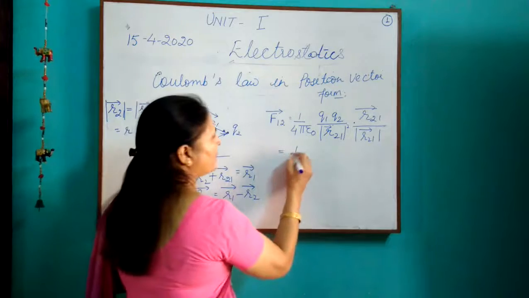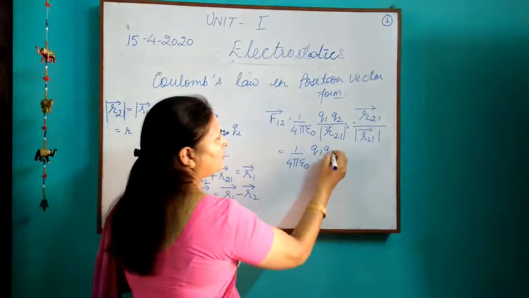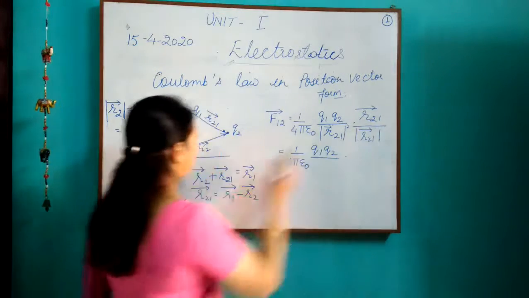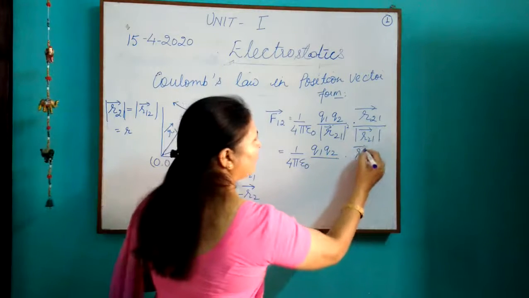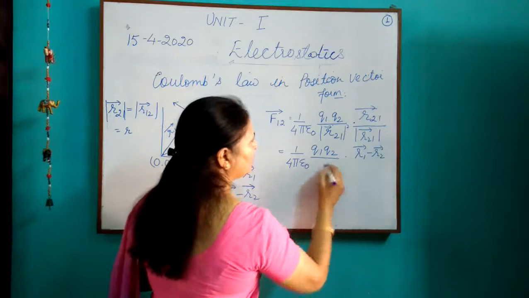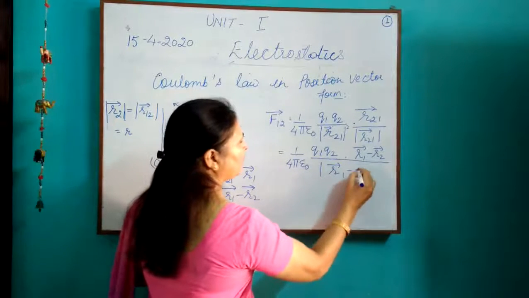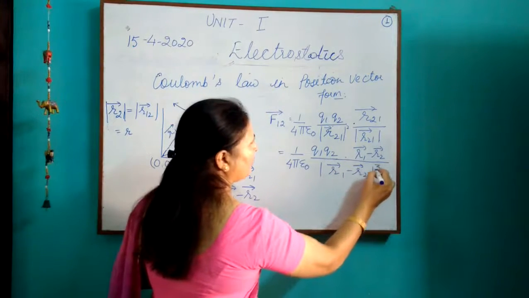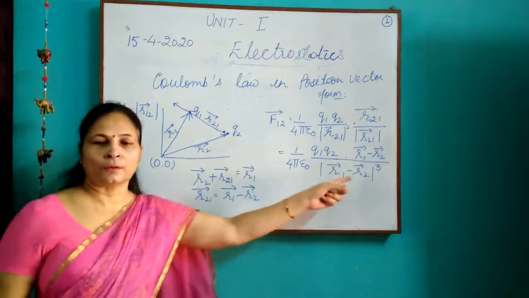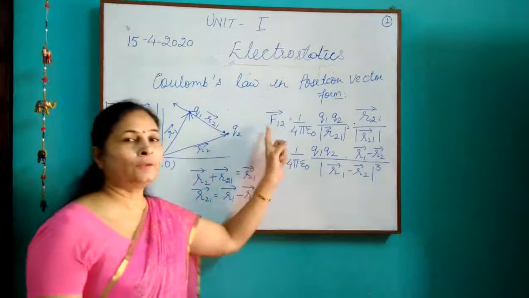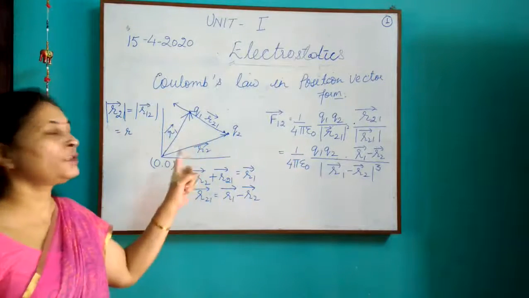And this can now be further written as 1 by 4 pi epsilon naught, Q1 Q2 upon R21 squared, and R21 can be written as R1 minus R2, divided by R1 minus R2 whole cube. Now this is a square, this is one power only, so R1 minus R2 cube. In this way we can find out the force on 1 because of 2 in terms of position vector.